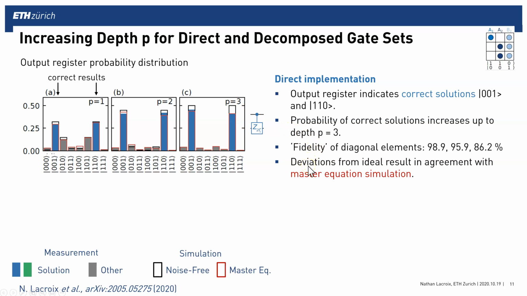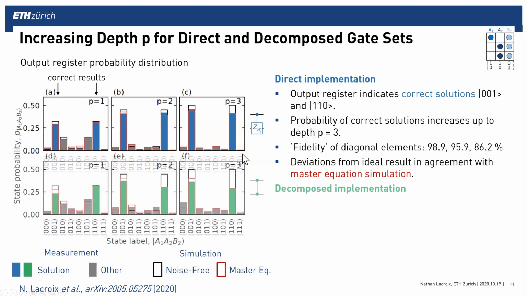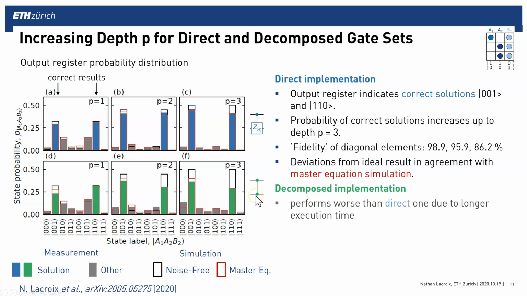And we also see that the deviations from the ideal measurement are in good agreement with master equation simulations, which are here plotted in red. When we compare this to the decomposed implementation, which uses the standard gate set, we see that the direct implementation is always better than the latter because it has a shorter execution time.